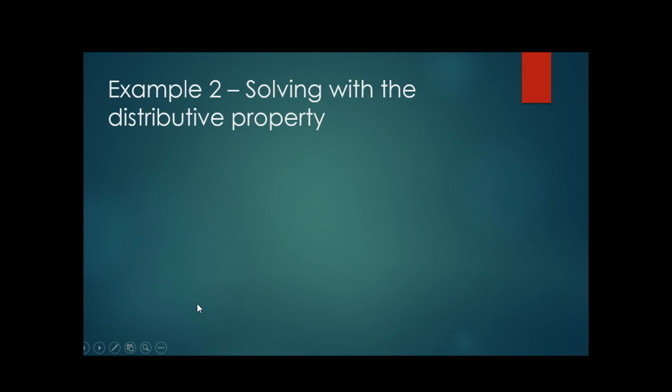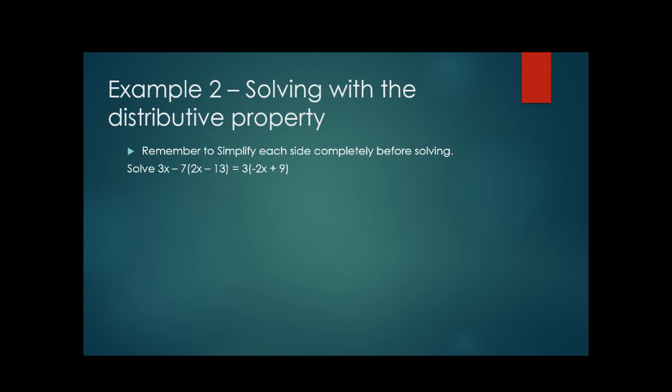For example 2, we're going to be solving with the distributive property. So remember, you're going to simplify before solving. If you have a bunch of stuff that you can simplify, like on the left side or on the right side, do that first. Some people might try to go 3x minus 7, even though you can't, but the important thing to remember is you always multiply the 7's distributed before you take 3x minus anything.